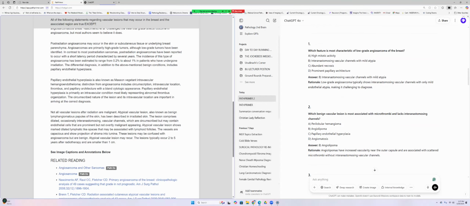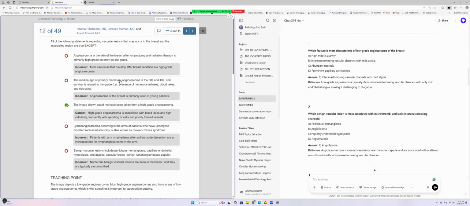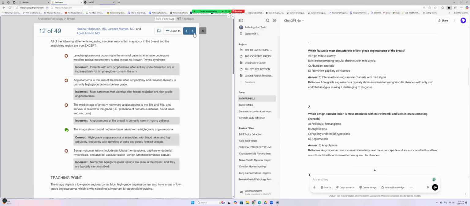What entity can mimic low-grade angiosarcoma that we saw earlier today? Atypical vascular lesion? Benign lymphangiomatous papule. Yes, benign lymphangiomatous papule. It's a vascular lesion with interanastomosing channels with only mild endothelial atypia.